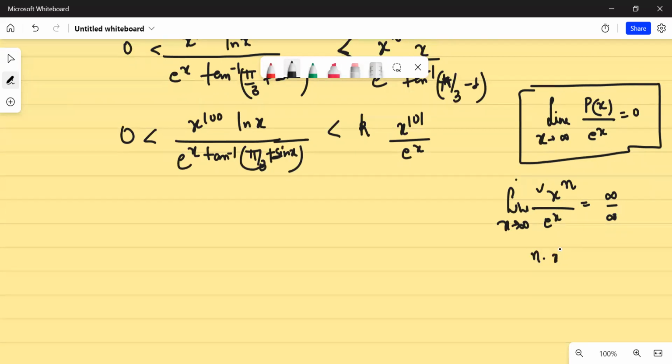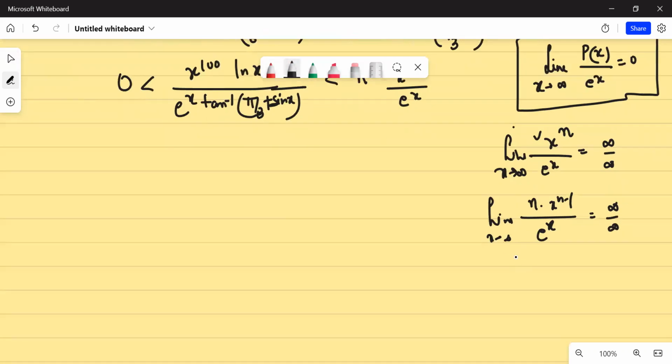Once you use L'Hospital, you will get n into x raised to power n minus 1 over e raised to power x. Again, if you place x tends to infinity, this will become infinity by infinity. You can only get rid of the infinity by infinity form by differentiating it n times.